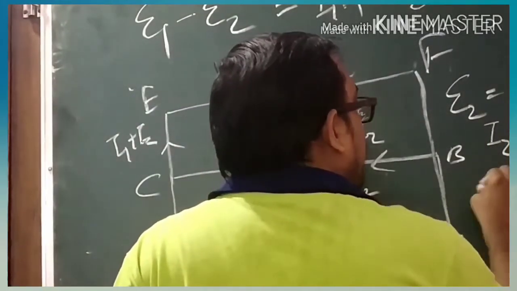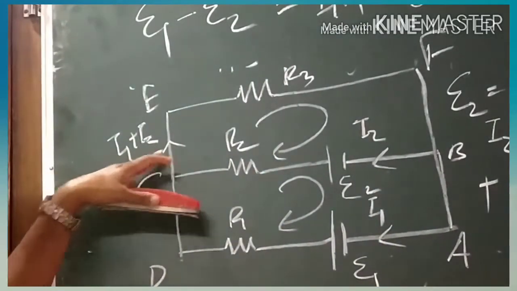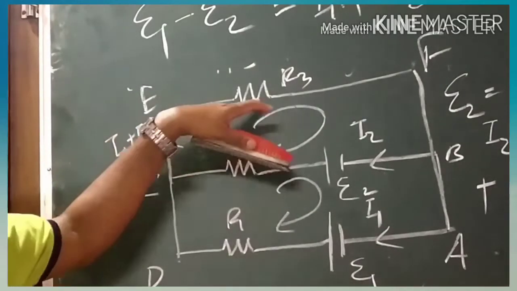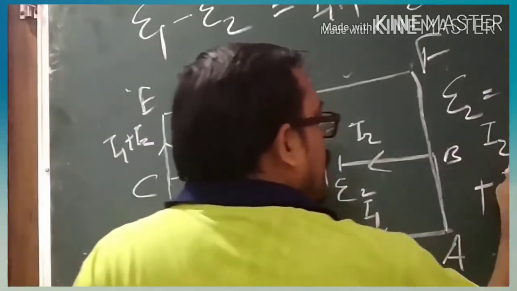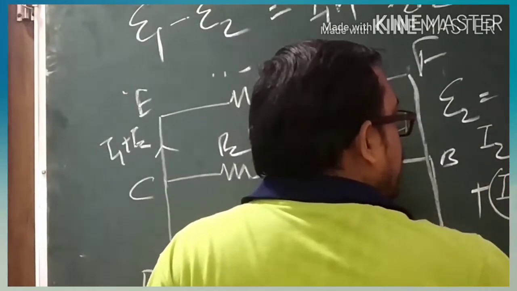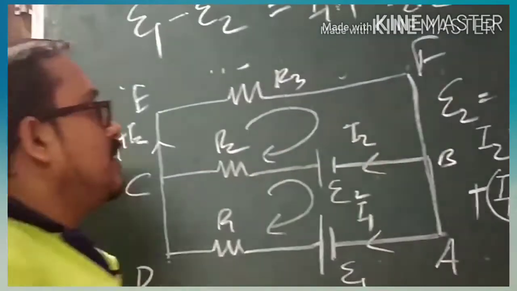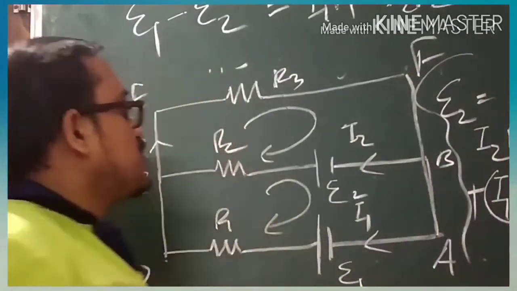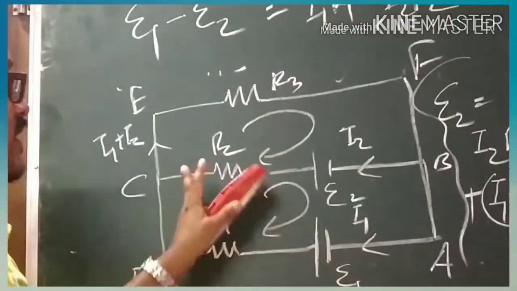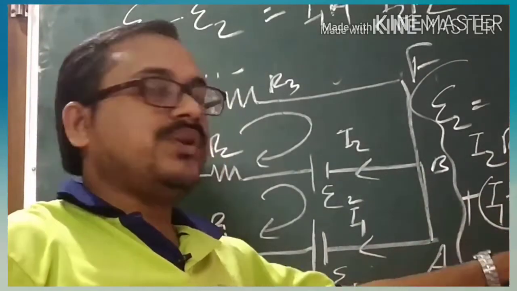Plus, in this case I1 plus I2 is the current, and the direction of the traversal is also in the same direction. So here we can choose I1 plus I2 into R3. So this is for the loop FBCE. This is the EMF equation we can choose. First we have got E1 minus E2 equal to I1 R1 minus I2 R2, and in the second loop we have got E2 equal to I2 R2 plus I1 plus I2 into R3.